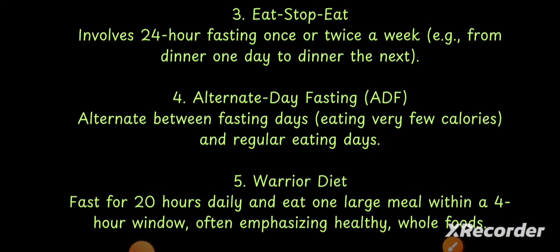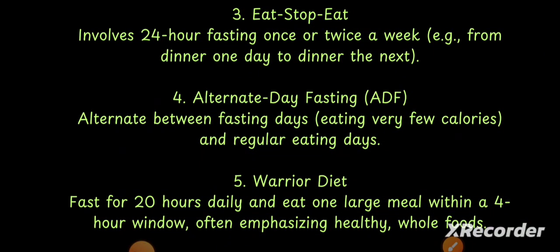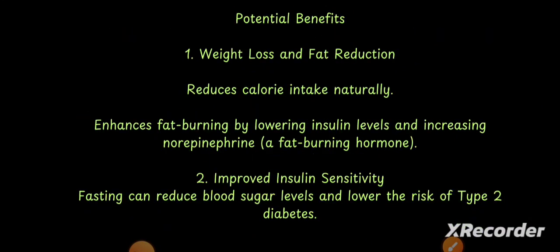Or you can do the alternate day fasting method. Alternate fasting means you eat regularly on normal days, and on fasting days you restrict your calories. And the last method is the warrior diet. In the warrior diet you have 20 hours of fasting and have one large meal within a 4-hour window. So this is the warrior diet.